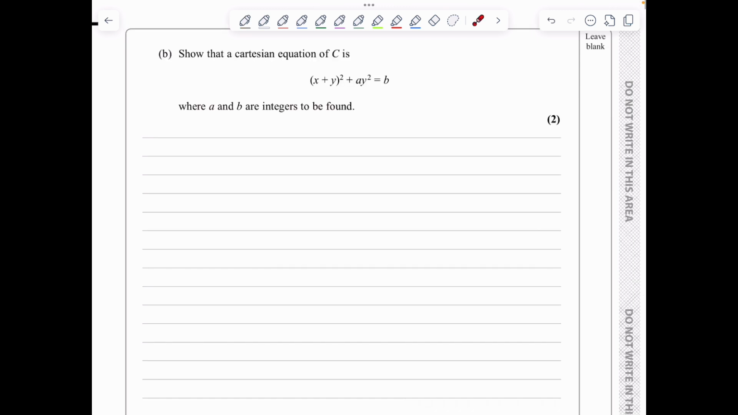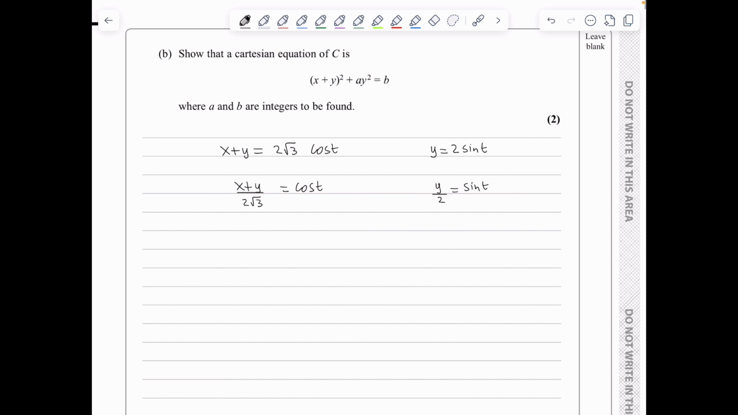In part B, we need to show that the Cartesian equation of C is (x plus y) all squared plus a y squared is b, where a and b are integers to be found. Well, let's start by recalling that we have established that x plus y is 2 root 3 cos t, and we also know that y is 2 sine t. This means that (x plus y) over 2 root 3 is equal to cos t, and also y over 2 is equal to sine t.